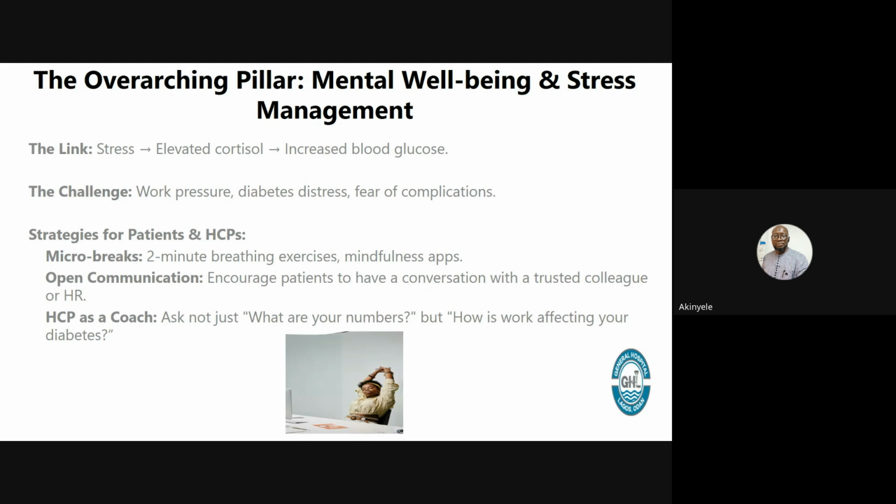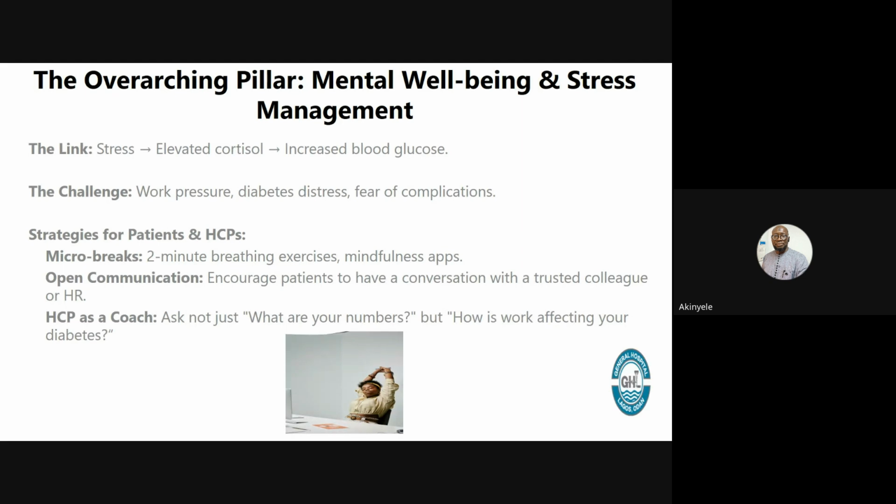And the strategies for this: we can ask them to take small breaks, 2 minute breaks, to do breathing exercises. They take in a deep breath, hold it for 5 seconds, breathe out through the mouth. Do this continuously for like 2 minutes. And they can make use of mindfulness apps, which can help them to manage their stress at work. And then we should also encourage our patients to have an open conversation with a trusted colleague or even the HR.